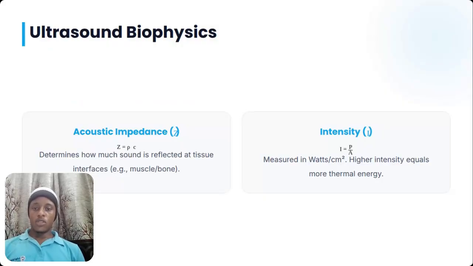Ultrasound biophysics. We have acoustic impedance and intensity. Acoustic impedance determines how much of the sound is reflected at a tissue interface, for example muscle or bone, while the intensity is measured in watts per centimeter squared. Higher intensity means more thermal energy. As you can see, intensity is equal to power over area, with power in watts and area in square centimeters.